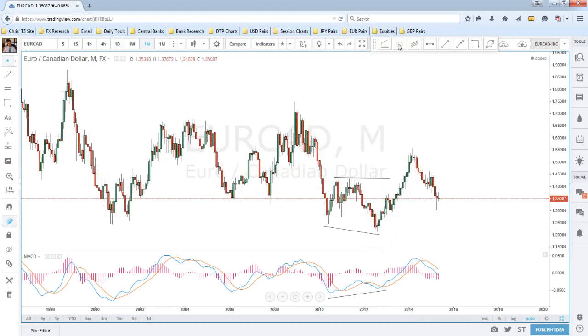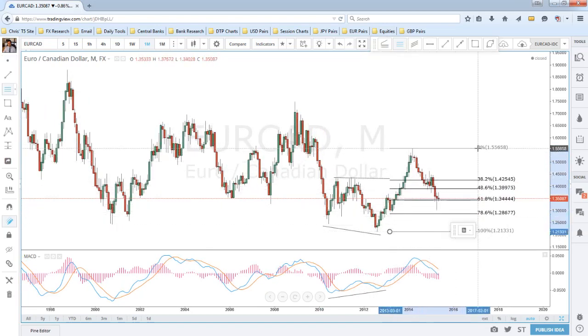And let's look at the pullback here. Let's measure this. Let's see where we pulled back. 62% Fibonacci retracement. Spiked through it a bit. Rallied back up, closed above it. Tested it again here. MACD back to the zero line. Very interesting looking scenario right here.